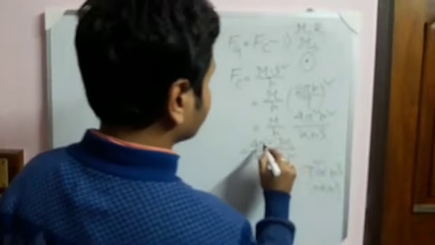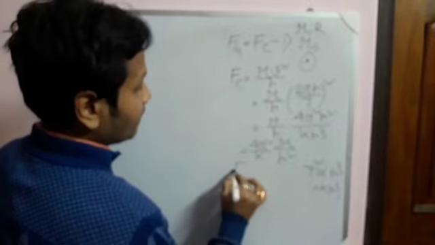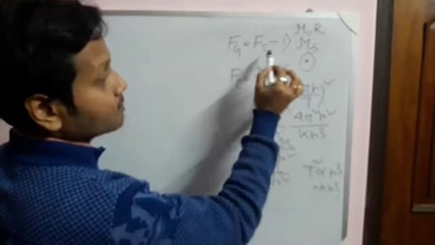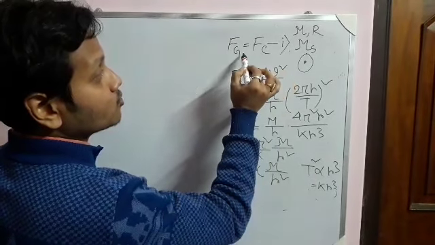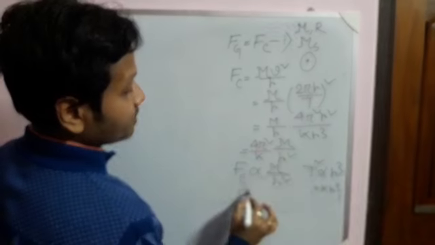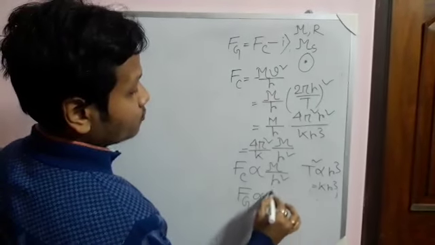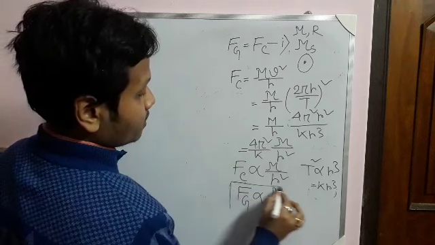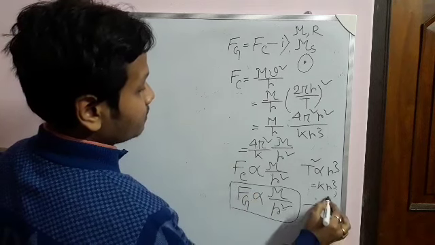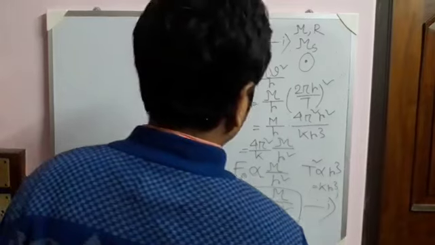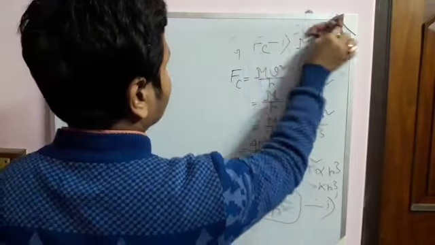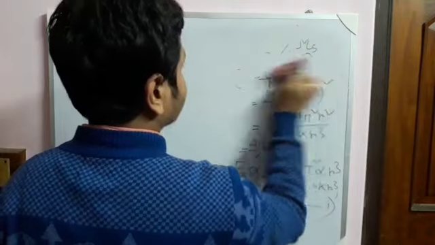So these are constant. So we can write that Fc, that is centripetal force, is proportional to m upon r square. And what is the stability condition? Fc equals Fg. That means gravitational force is also proportional to m upon r square. This you can remember. We name this equation 1. So gravitational force is proportional to m upon r square.